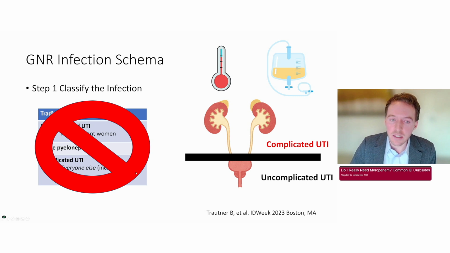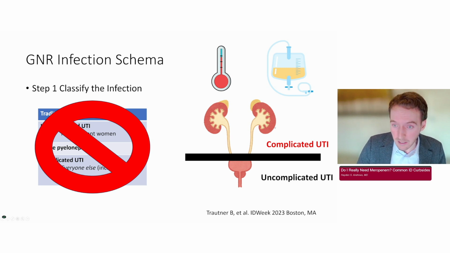And instead of using this kind of nebulous framework, we say, where is the infection? So if the infection is confined just within the bladder, so cystitis, we call that an uncomplicated UTI. But once the infection moves beyond the bladder, so we have tissue involvement, such as with the kidney, then we call it a complicated UTI.